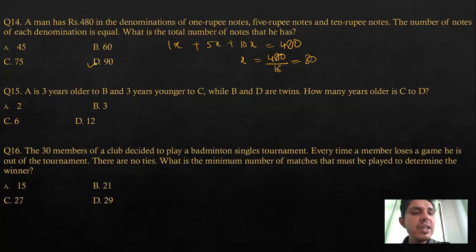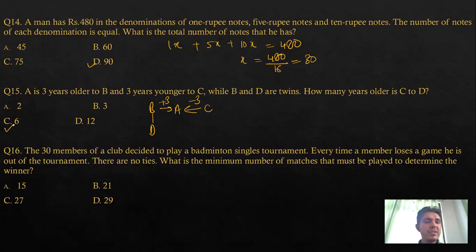Next question: A is 3 years older than B and 3 years younger than C, while B and D are twins. How many years older is C than D? So students, simple question, the difference between the ages of C and D is 6.